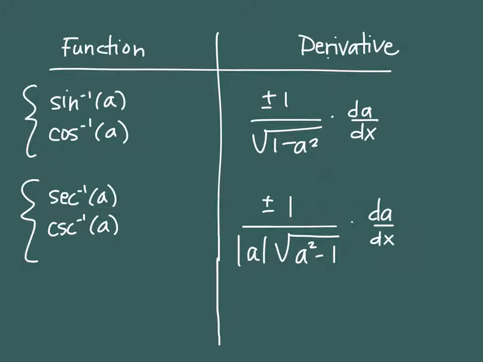So those two both have a plus or minus 1 on the top. They both have a square root in the bottom. You just have to keep straight which order the subtraction goes.